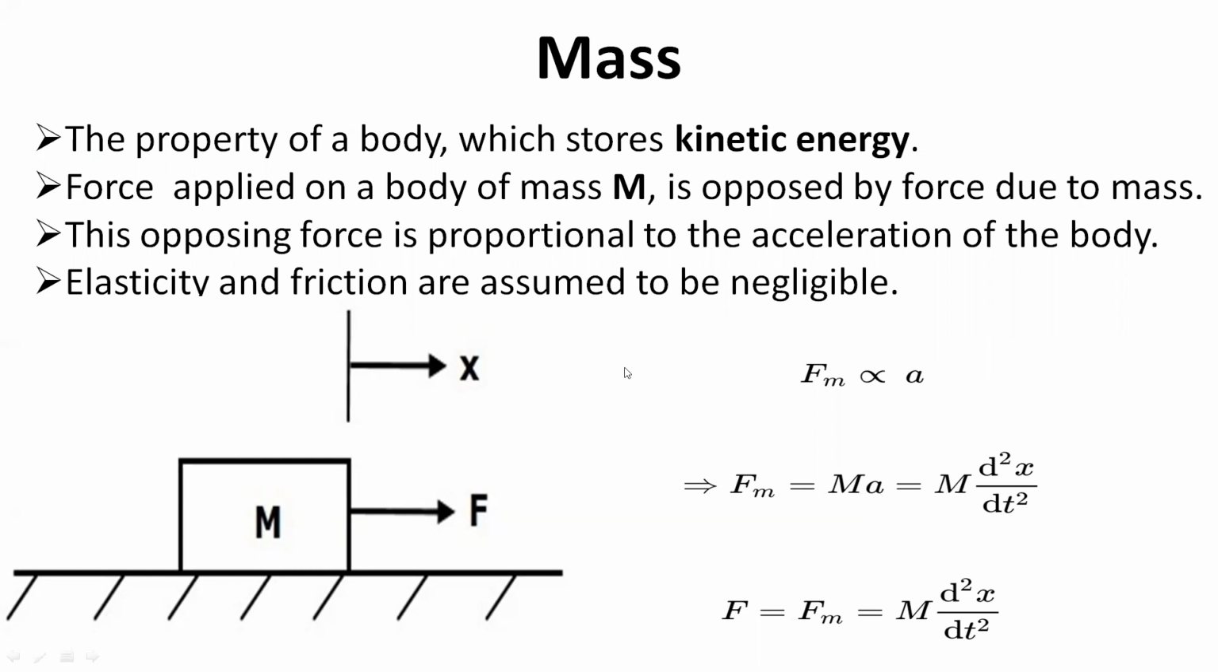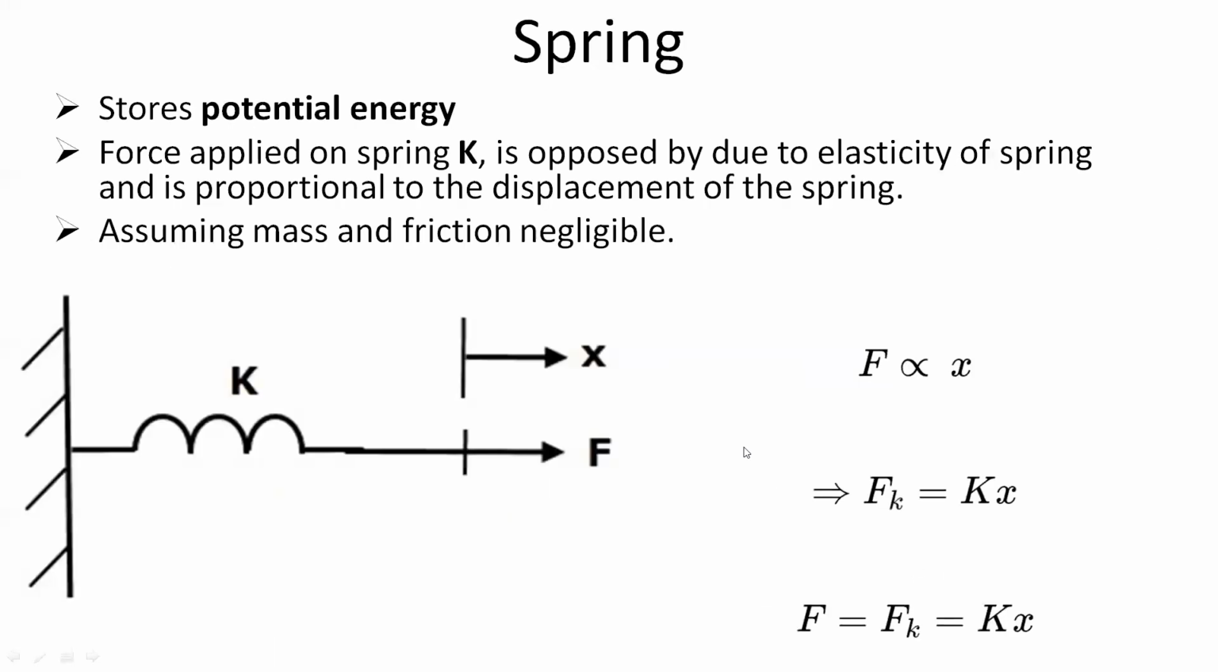So that's the differential equation for the mass system, where F is the applied force, Fm is the opposing force due to mass, and M is the mass, a is the acceleration, and x is the displacement. Acceleration is always the second derivative of the displacement.